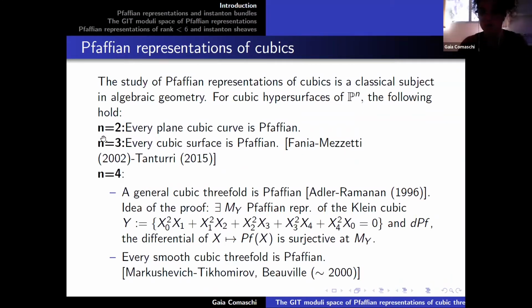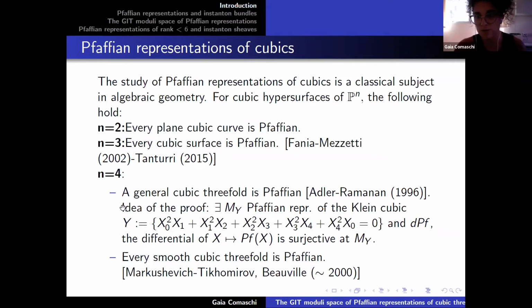When we pass to Pfaffian representation of cubic surfaces, in 2002, Fania and Mezzetti proved that every cubic surface is Pfaffian. And later, Tanturri in 2015 provided a constructive proof of the existence for cubic surfaces. And concerning Pfaffian representation of cubic threefolds, the first results were obtained by Adler and Ramanan in 1996. They proved that a general cubic threefold is Pfaffian.